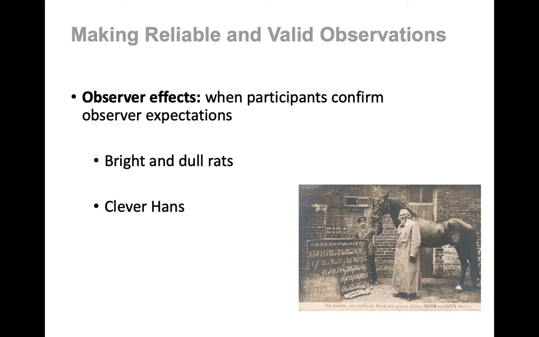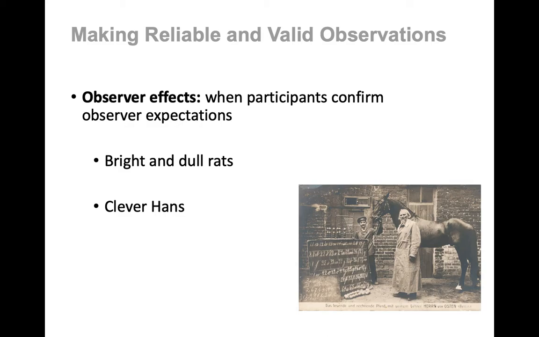Okay, so there's also something called observer effects, and this is when observers change the behavior of participants to match their expectation. This is sometimes also described as expectancy effects. And the chapter gave a couple different examples of observer effects or expectancy effects.